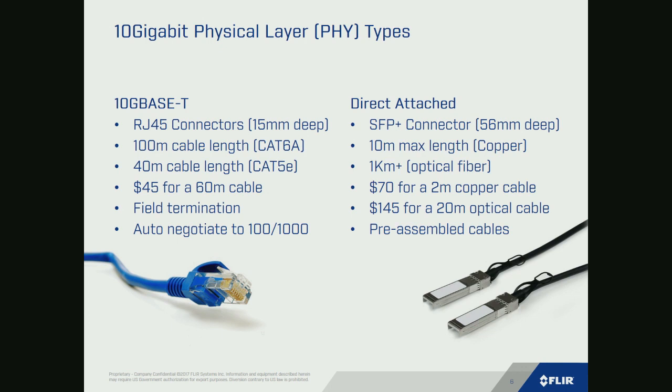And if you're talking about going over that, it gets a lot more expensive. And these are all pre-assembled cables, so there's a lot less flexibility there. So really the trade-off between the two is that with 10GBASE-T, they're much lower cost. You still get really long cable lengths, field termination, and that auto negotiation. The direct attach is a bit more power efficient, a little lower power.